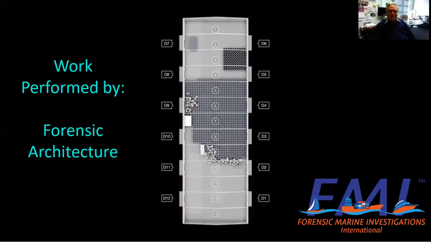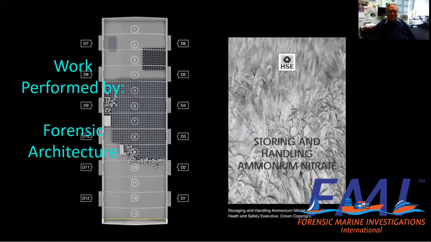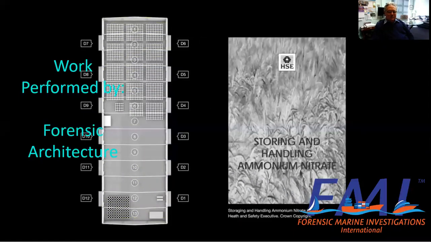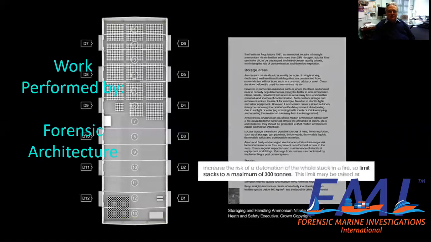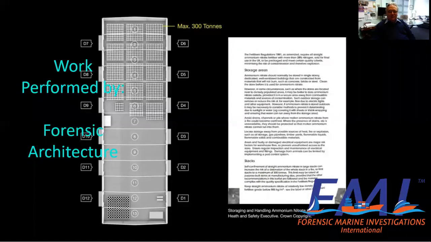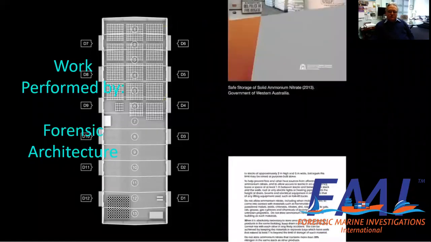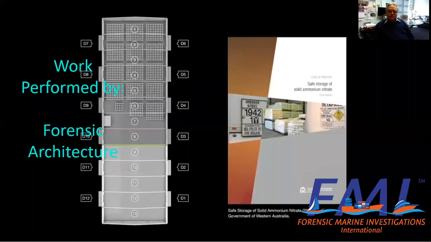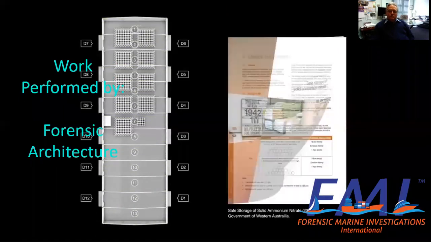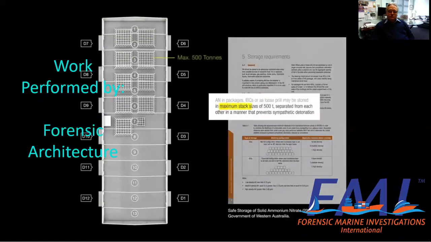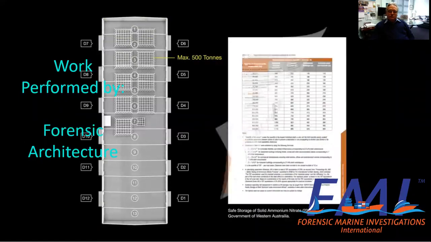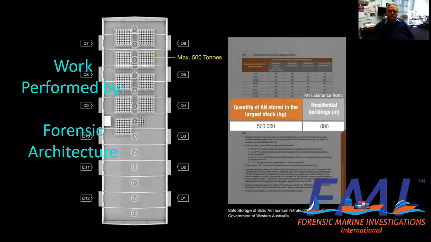We reviewed international standards for the storage of ammonium nitrate. Internationally accepted benchmarks include British regulations. According to British standards, stacks of ammonium nitrate must be limited to 300 tons, and each stack must be at least 1 metre away from walls and other stacks. Australian standards are more stringent. Bags must be arranged in 500-ton stacks, but should be stored 890 metres away from the closest residential buildings.